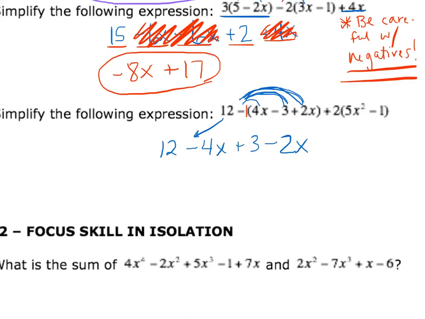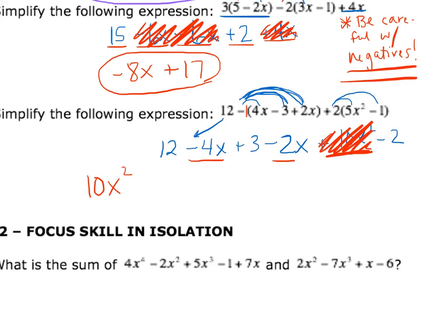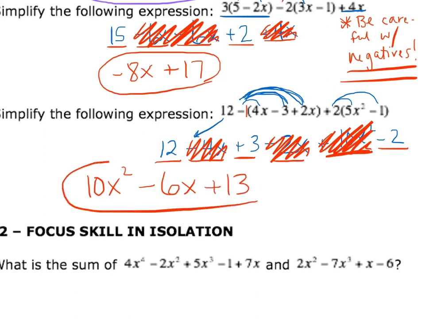And then we're going to distribute this guy. So 2 times 5x squared is 10x squared. And 2 times -1 is -2. Now we're going to go ahead and combine like terms. So we're going to start with the biggest exponent on the x, and that's this one. There's no like terms with that x squared, so that's just going to be 10x squared. Alright, and then the next biggest x is going to be these guys. So that's going to combine to be -6x. And then lastly, we've got these guys. 12 plus 3 is 15, minus 2 is 13, and that would be your answer there.